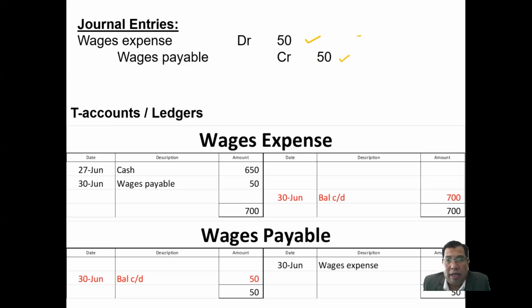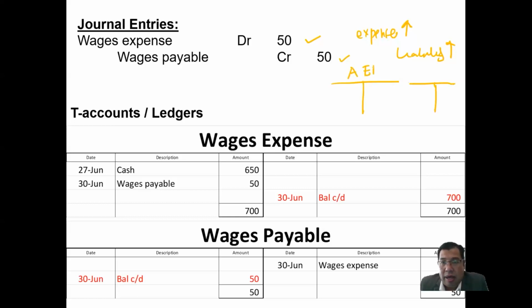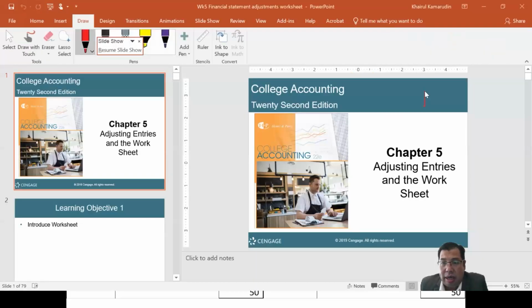So your expense increase and your liability also increase. Okay, if you still remember, we have this formula that we did a lot last week. Asset, expense, and drawing increase debit, decrease credit. For capital, liability, and revenue, increase credit, decrease debit.